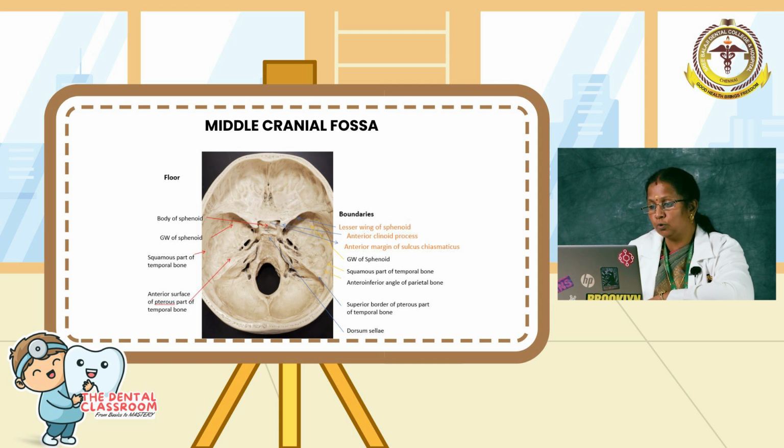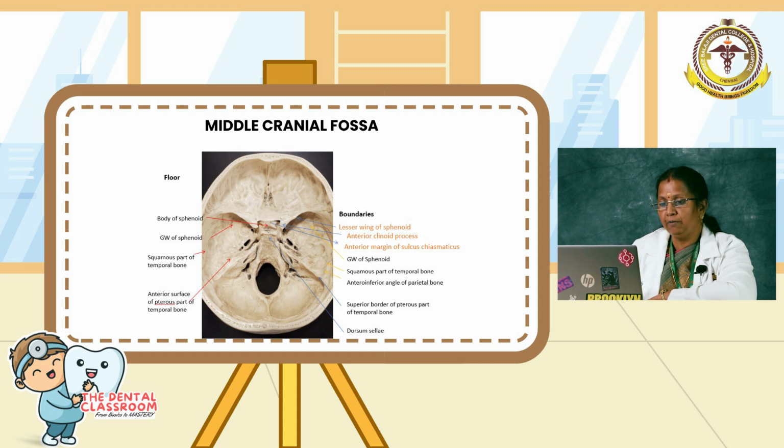Then between these two, the floor and the walls of this middle cranial fossa are formed by the greater wing of sphenoid anteriorly, still more behind by the squamous part of temporal bone, and still more behind by the anterior inferior angle of the parietal bone. So, these three bones will form the floor and the walls of the middle cranial fossa.